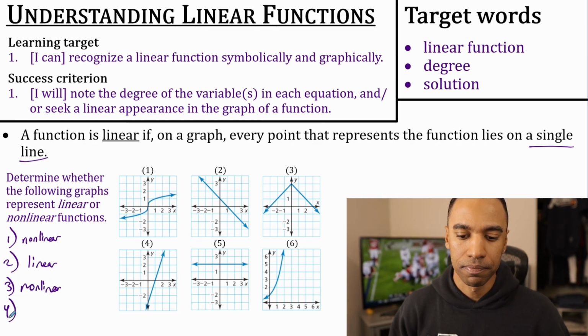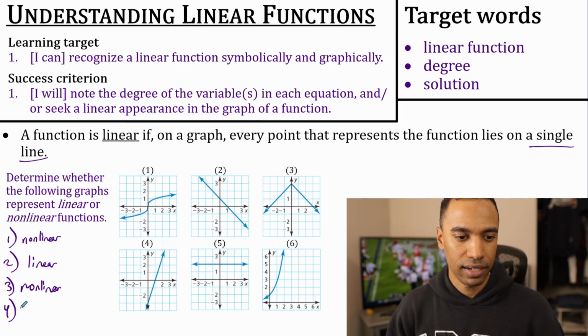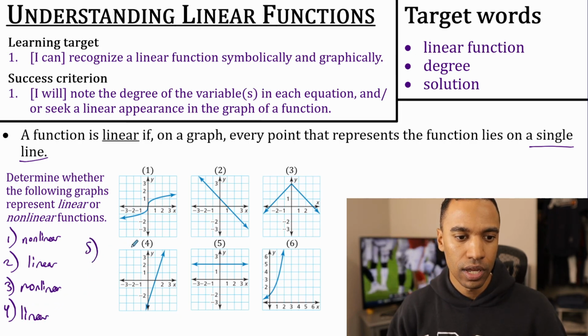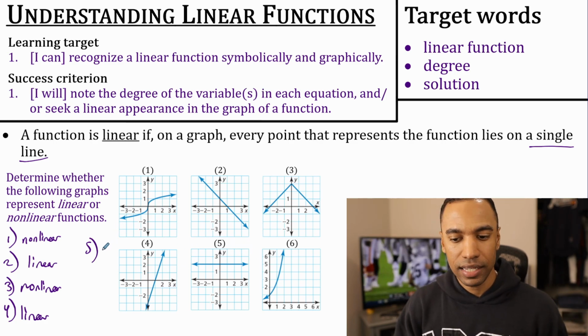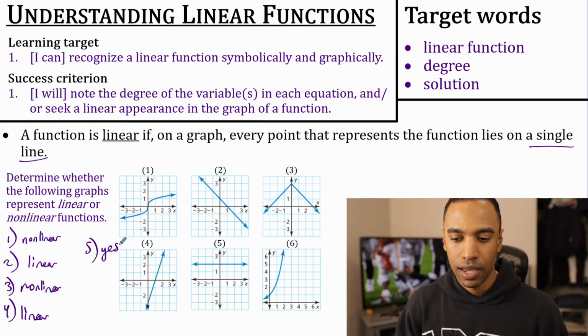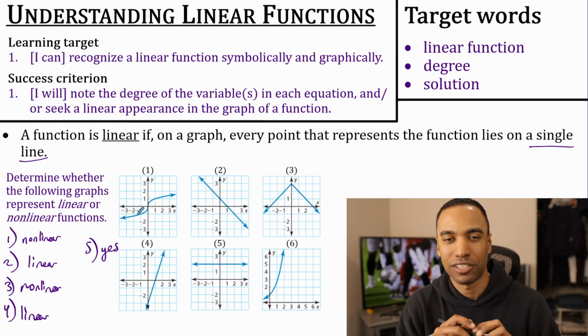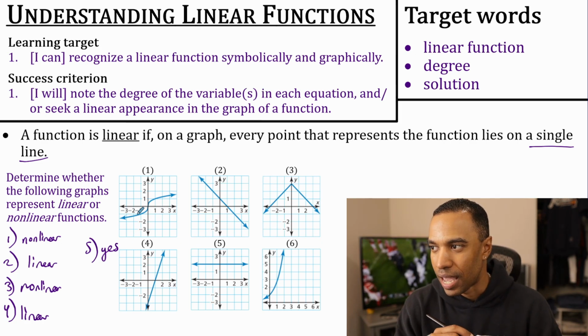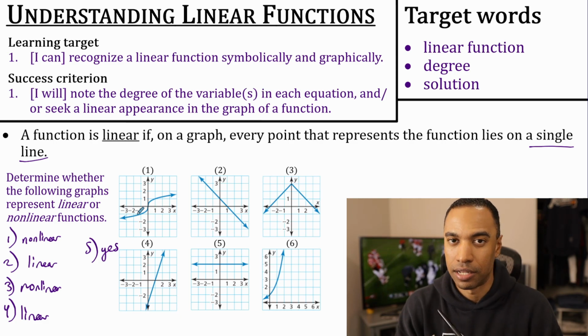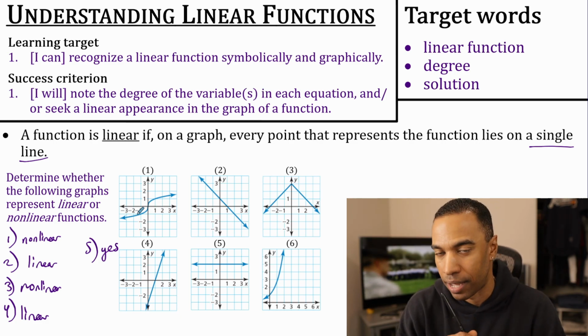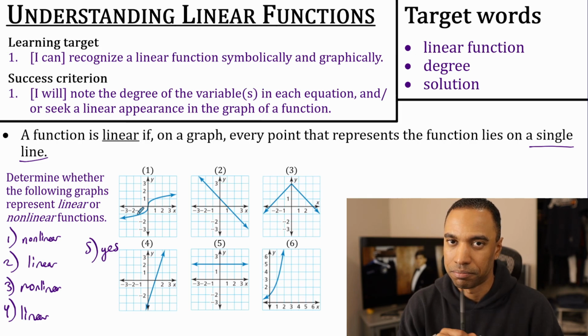Number 4, whoopsie. Number 4, straight line, linear. Kind of running out of room. I'll just put yes or no for the next 2. Number 5, straight line, yes, it is linear. If you get higher up in math, you can get someone who's picky and tell you this is actually just called a constant function, not a linear function. But it is making a line.